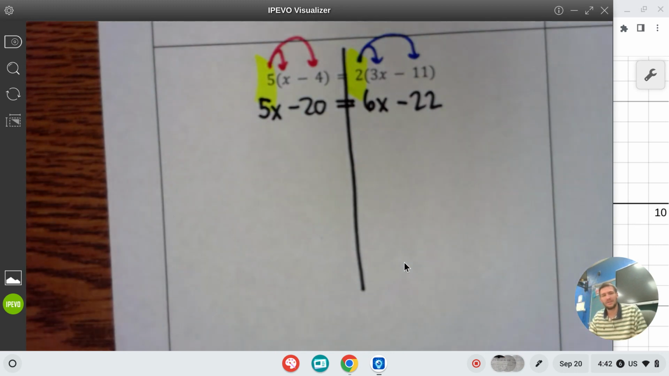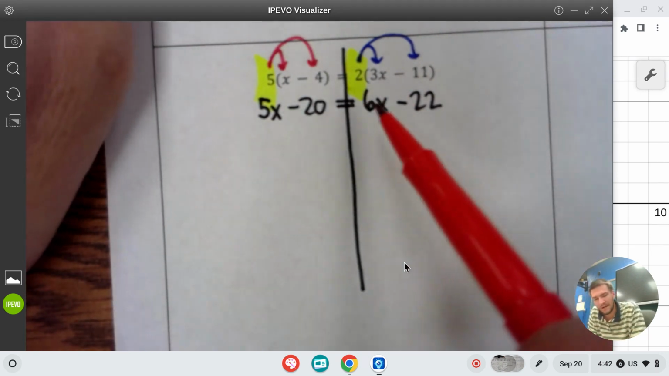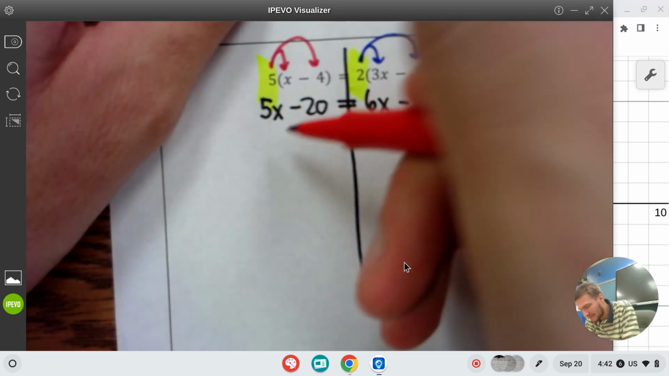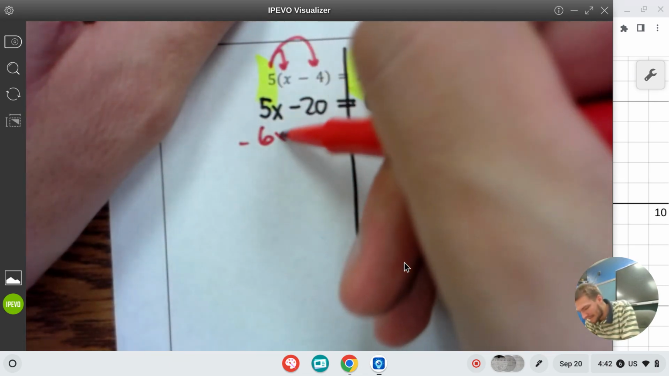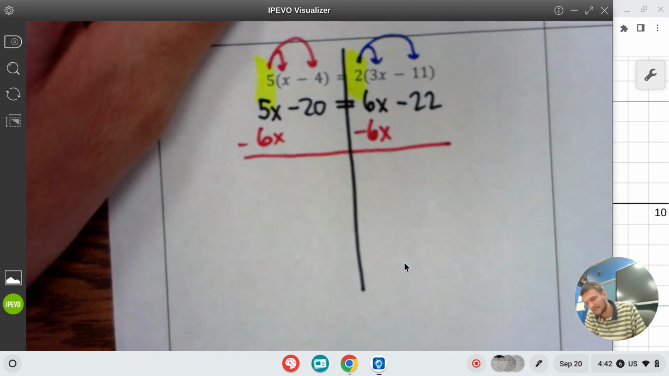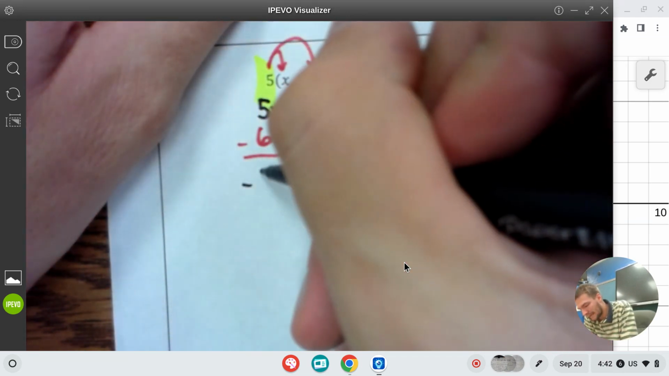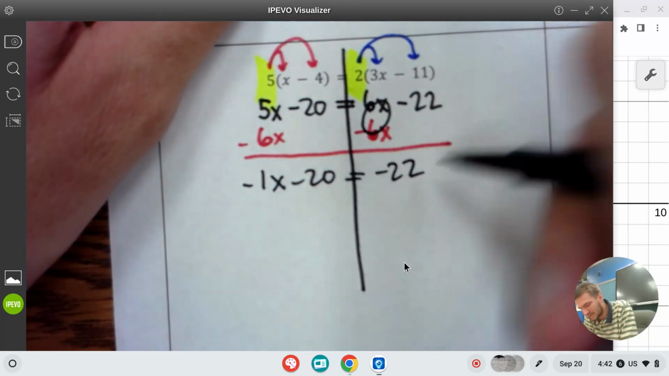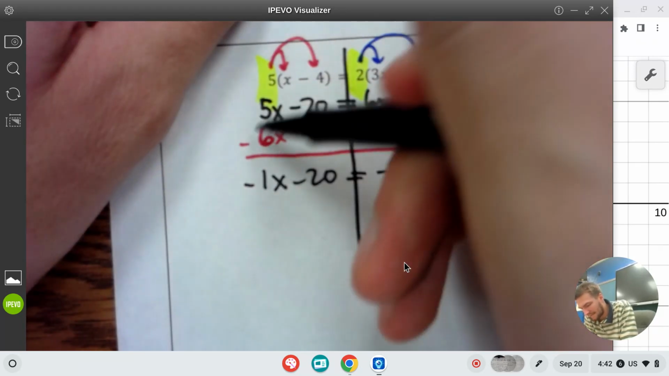And let's finish this question off. Equations with variables on both sides. I want to move my letters first. Minus x, minus 6x, both sides. 0, negative 1x minus 20 equals negative 22. These are gone. That makes negative 1.